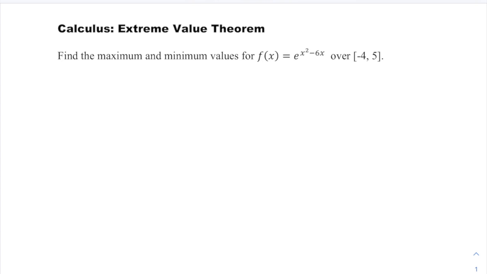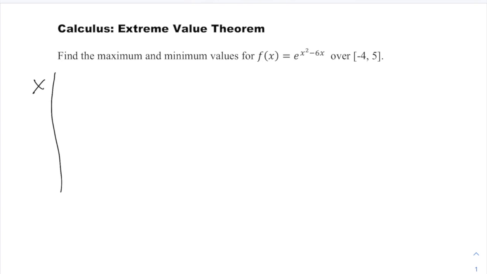Another example of finding the extreme values for a function, aka the absolute maximum and minimum values for a function over a closed interval. As a quick recap, if the function is continuous, which e to the x squared minus 6x is, since it's never undefined, then it must have a maximum and minimum value, and that will occur at either one of the endpoints or one of the critical points within that interval.